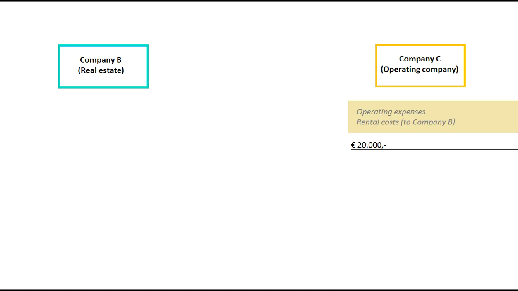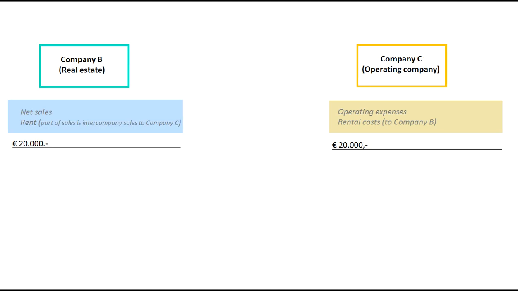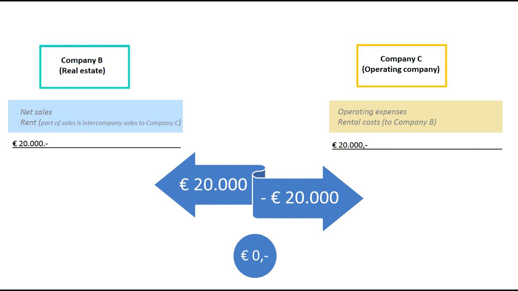So, for example, company C rents ground from company B for 20,000 euros per year. Company C pays 20,000 euros per year and company B receives this money. For the consolidation, this can be eliminated since 20,000 euros minus 20,000 euros is zero. Diamond provides the ability to eliminate these lines in the consolidated document.